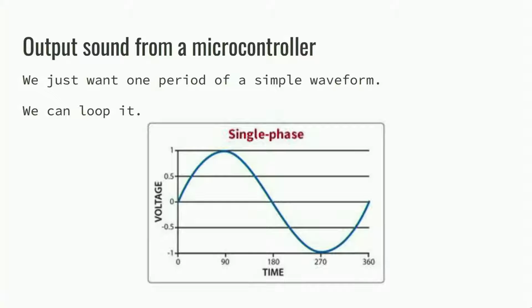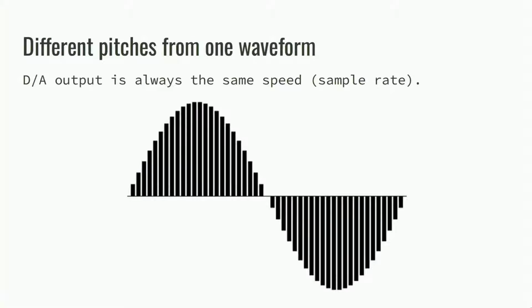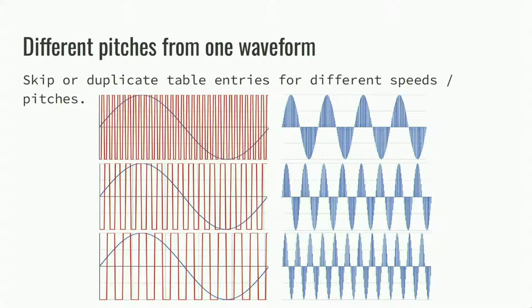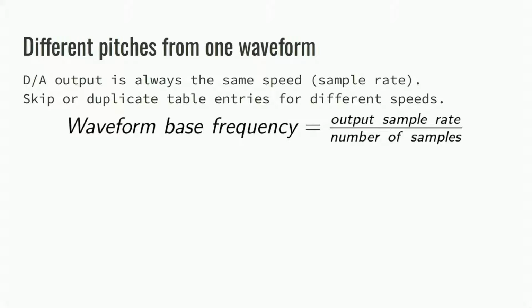Okay, so we want to output sound from the microcontroller, so we just want one period of a simple waveform, right? And we can loop that. So we have a sine wave here, and we're going to sample that. The D to A output of your microcontroller is always going to be the same speed, so you're going to have to sample that waveform that you've already sampled at different frequencies. There's a whole bunch of math here about how to do that, which I'm not going to explain to you. You can figure it out.